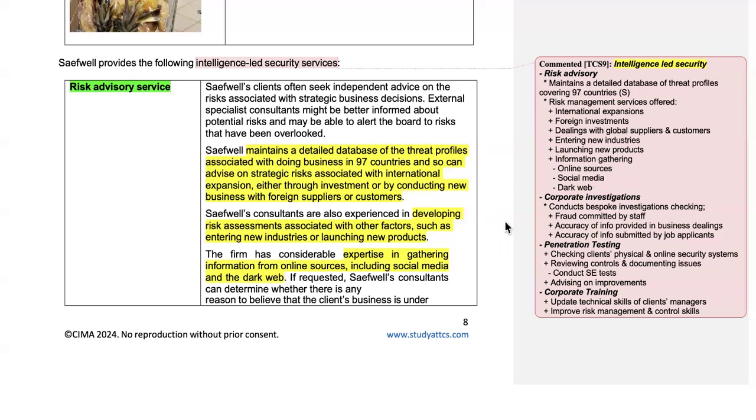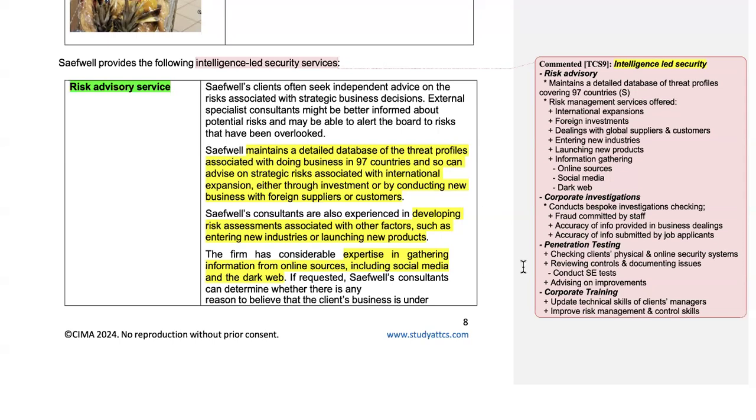And we are also involved with conducting corporate investigations. So we are conducting bespoke investigations, thereby trying to fix some type of issue within one of our clients' business. So we are investigating fraud committed by staff members. We are providing services with the intention of ensuring the accuracy of information provided by business partners of one of our clients, as well as we check the accuracy of information submitted by job applicants as well. So we are involved with screening the connected stakeholders of our clients.